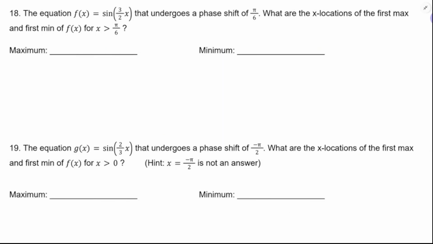All right, f of x. We've got a phase shift of pi over 6, and what are the locations of the first maximum and the first minimum of f of x when x is greater than pi over 6? All right, so going over here, I want to just draw a window. I really think that's the way to go.